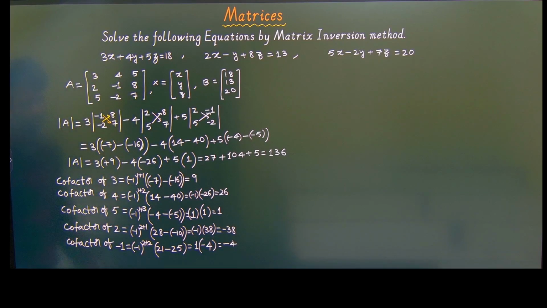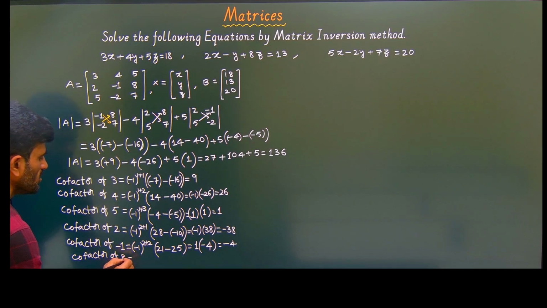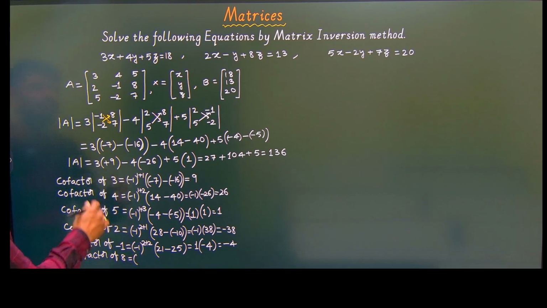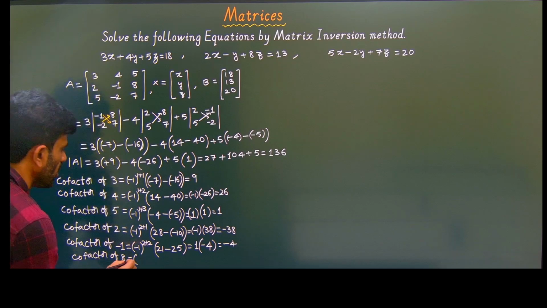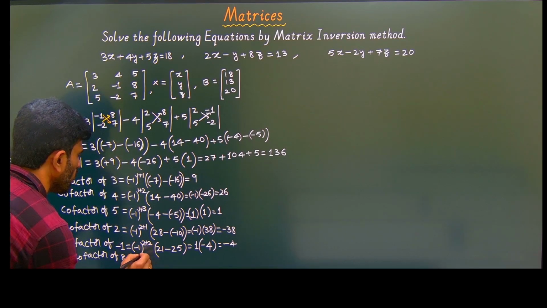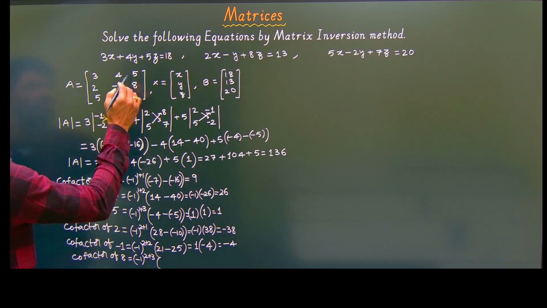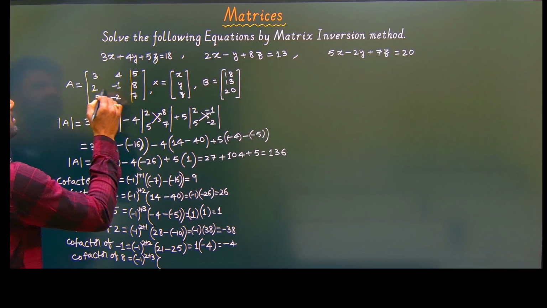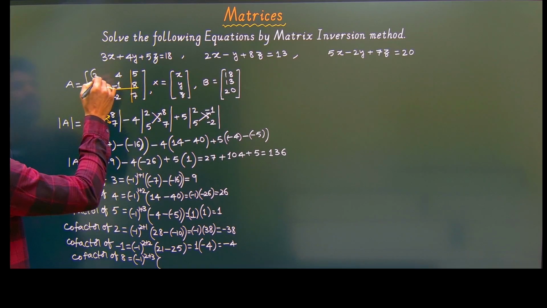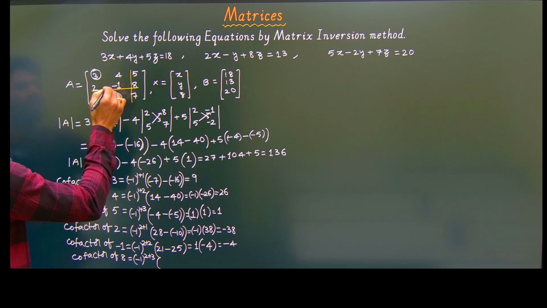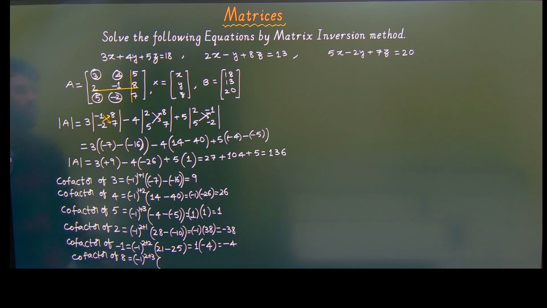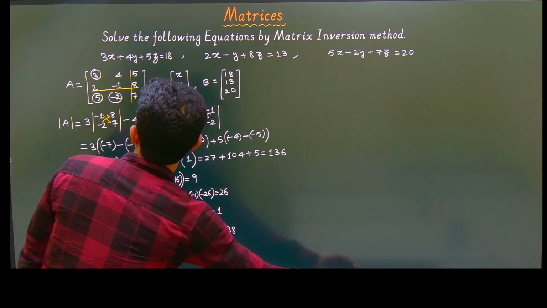Now in a similar way we have to find out cofactor of 8. We should also find cofactor of 8. So how do we find cofactor of 8? Same. That is present in second row, third column. So minus 1 whole to the power of 2 plus 3 into, now third column and second row should be eliminated. Then we'll be having 3, 4, 5, minus 2.